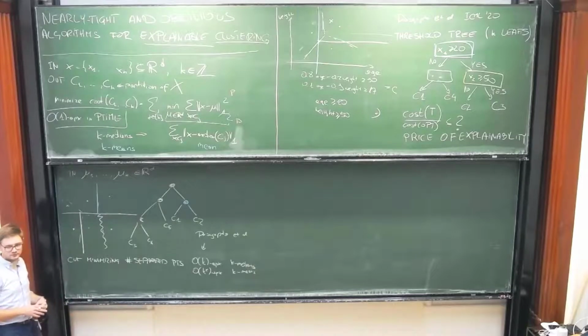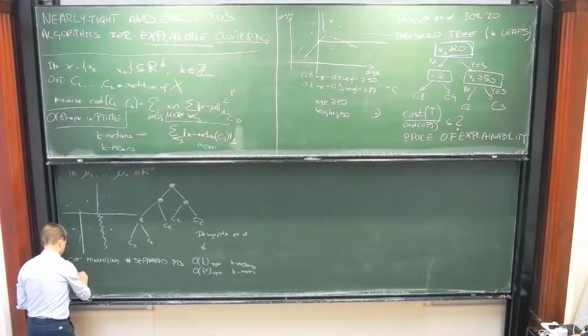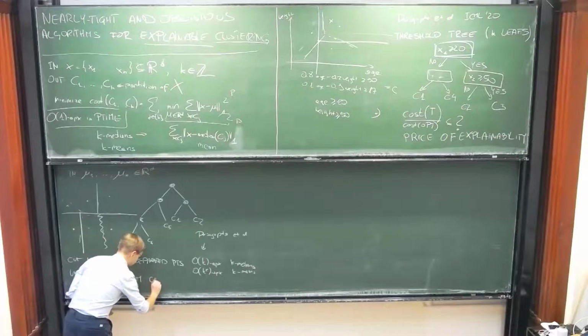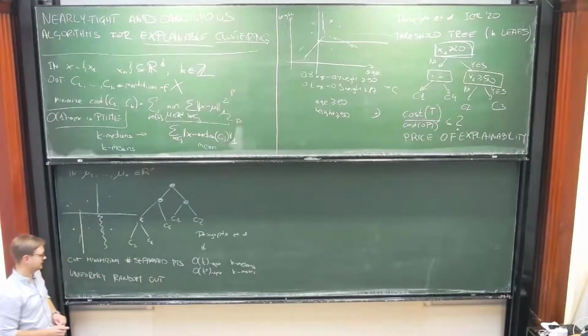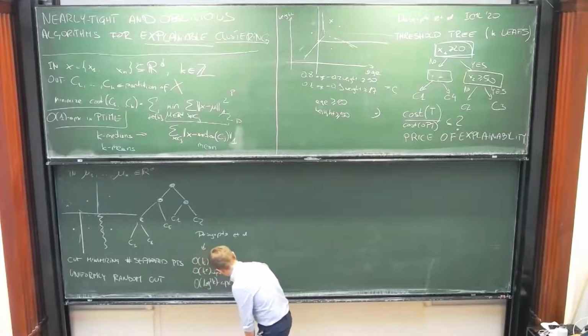Then there was a follow-up work with a more complex way of choosing cuts that works well if the dimension is small. It was something like d log k. And now we came up with a simple algorithm. We say, let's just take a random cut, uniformly at random. And we proved that this is a log squared k approximation for k-medians.